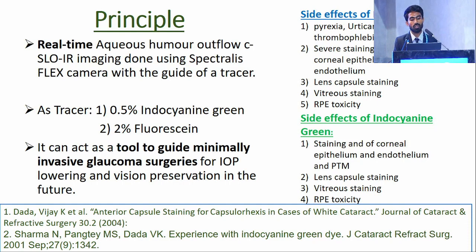One is 0.5% indocyanine green dye, or you can reduce the concentration; we tried mostly 0.1% indocyanine green, and there is no decrease in the quality of the image. Then 2% fluorescein angiography can be done with very good image quality also, but with fluorescein there are side effects like severe staining and toxicity of the corneal endothelium and epithelium, and severe staining of the capsule and vitreous. With indocyanine green there are minimal side effects like staining of the corneal epithelium and endothelium, and staining of the trabecular meshwork, posterior trabecular meshwork.